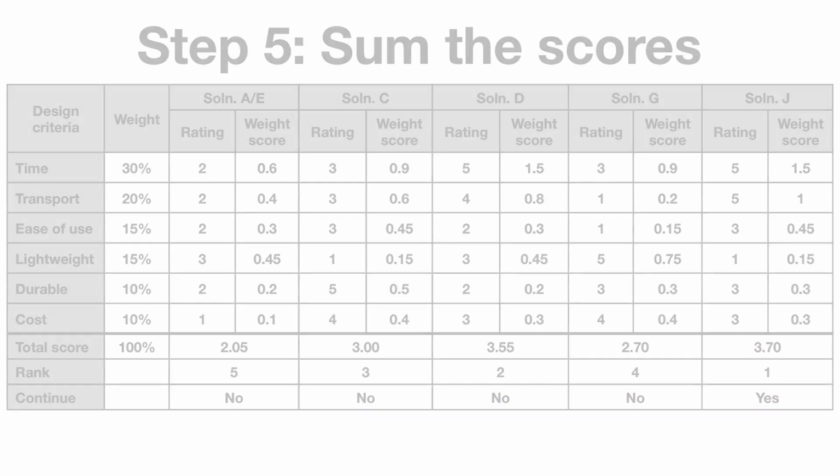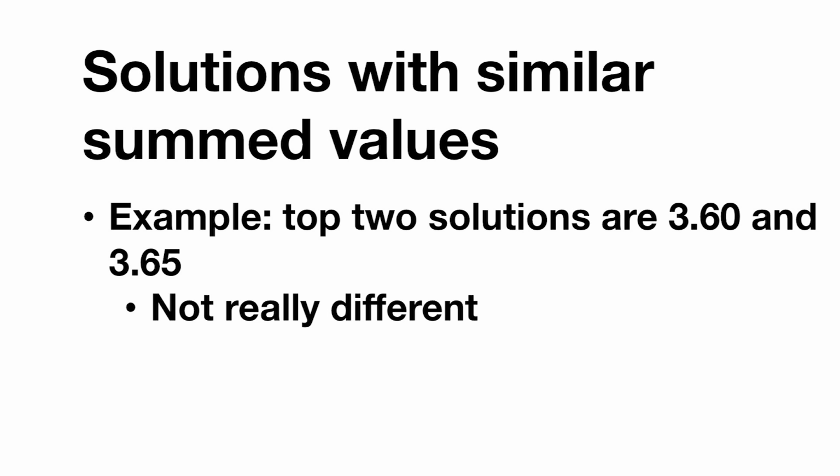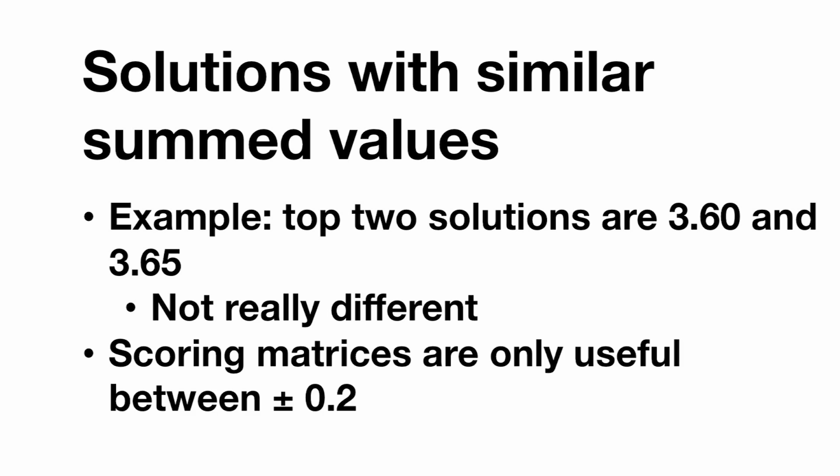So let's consider the situation where solutions had similar sum values. For example, the top 2 rankings were 3.6 and 3.65. Do you think these values are really different? I don't think so. This is an example of when you need to take a closer look. P matrices are great, but they're only good to within plus or minus 0.2 or so.